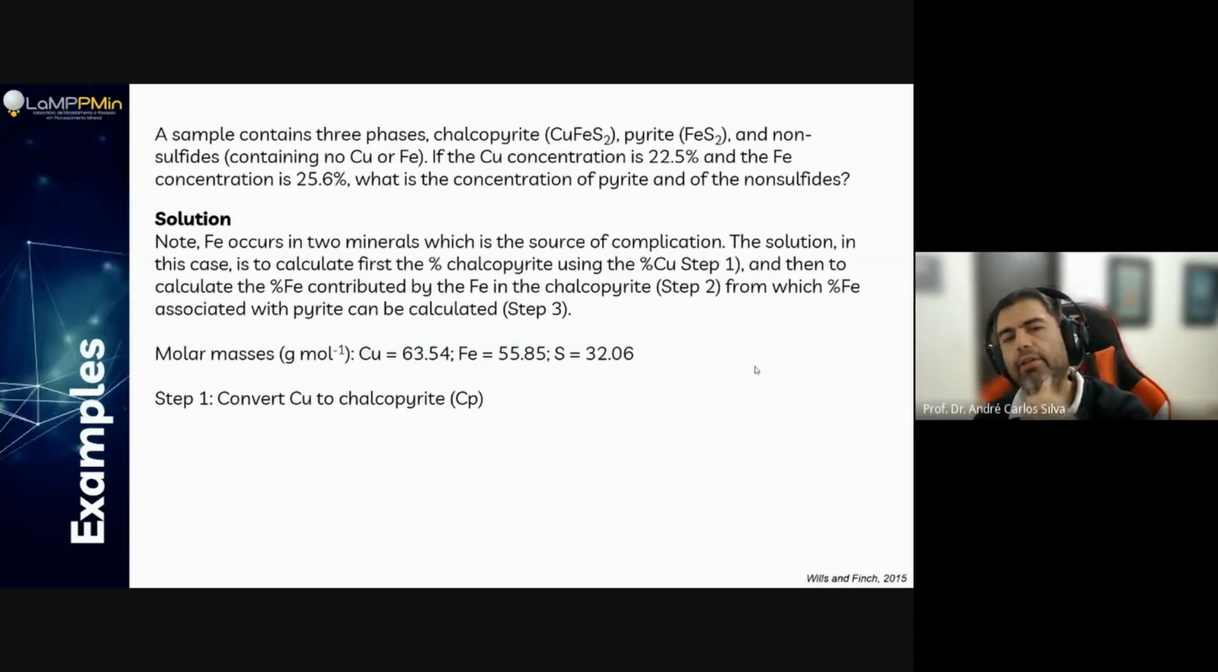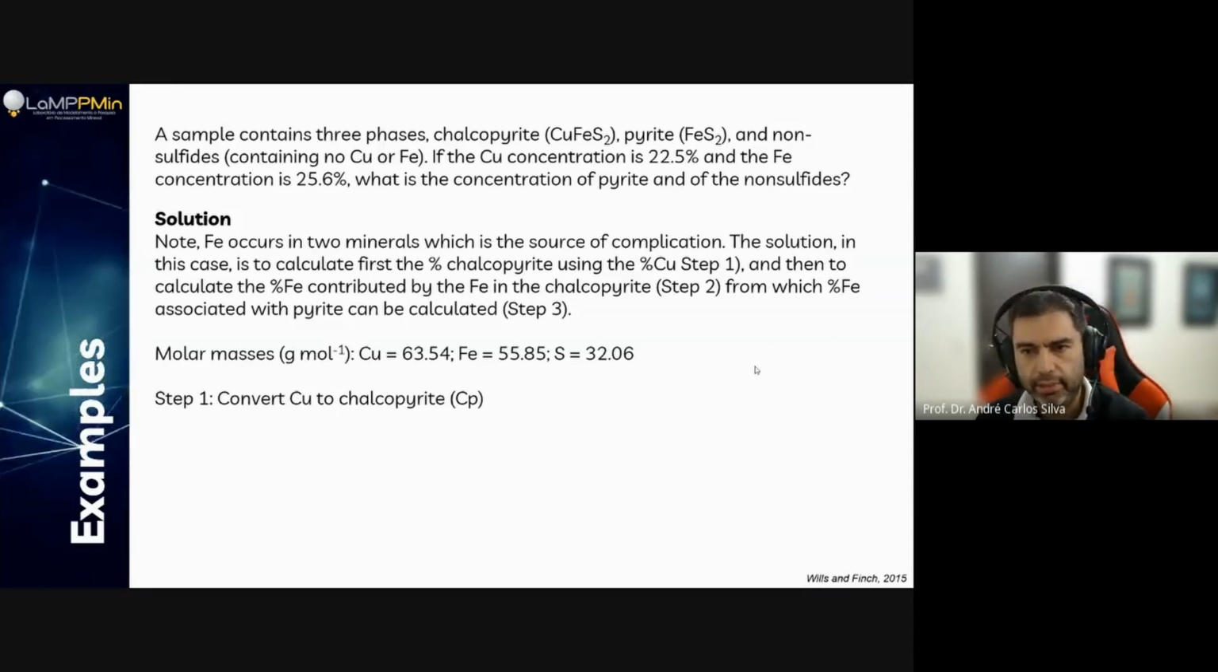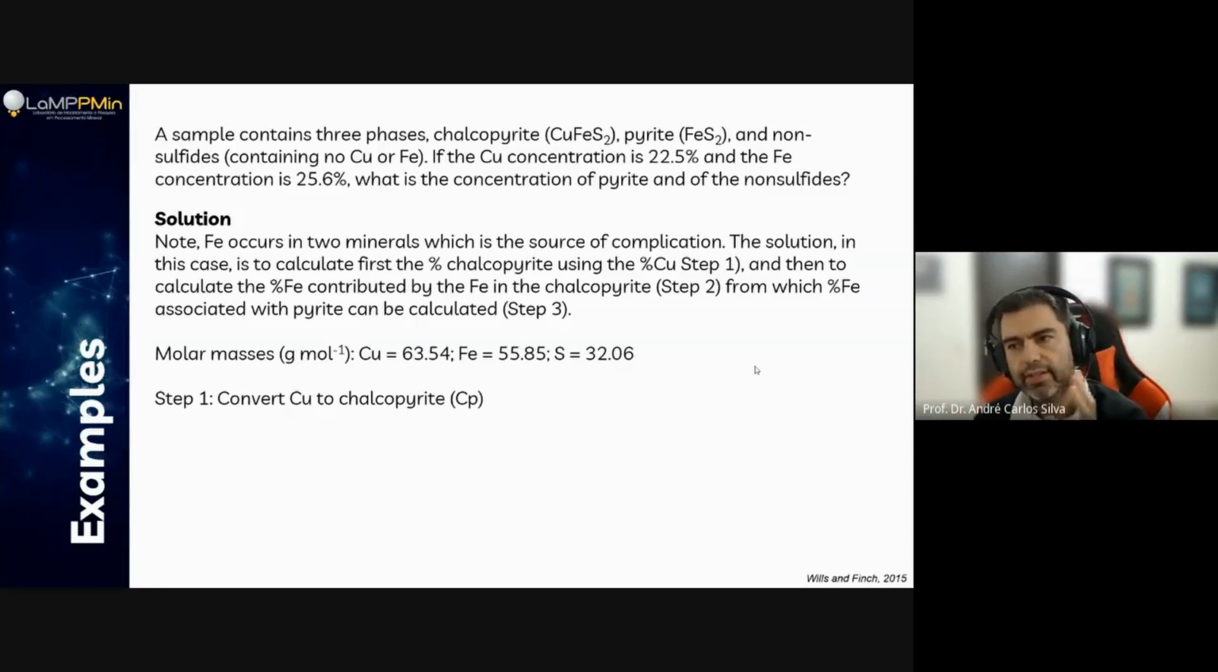If you take a look again at what we did in the first exercise, it would be pretty much the same. We have one mineral phase and one chemical element. So let's consider this as step one. What would then be step two? Start to divide the iron.